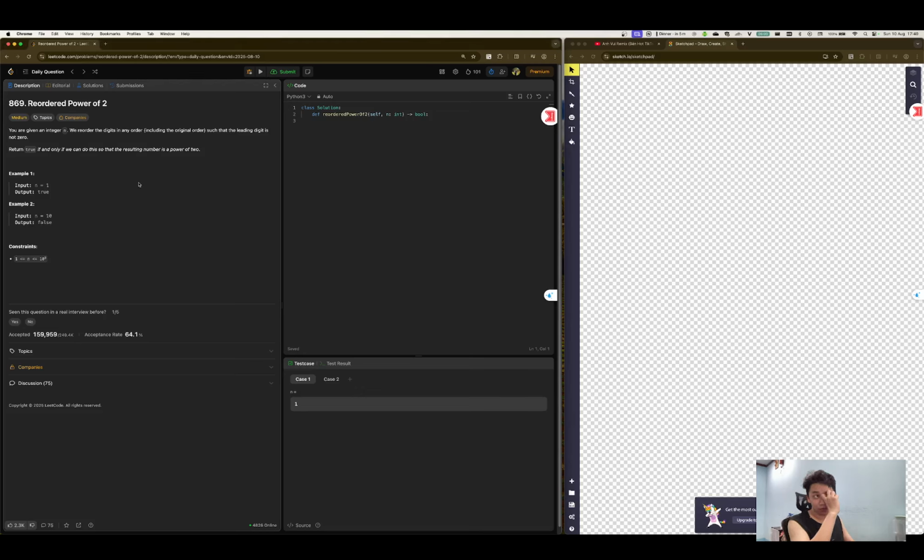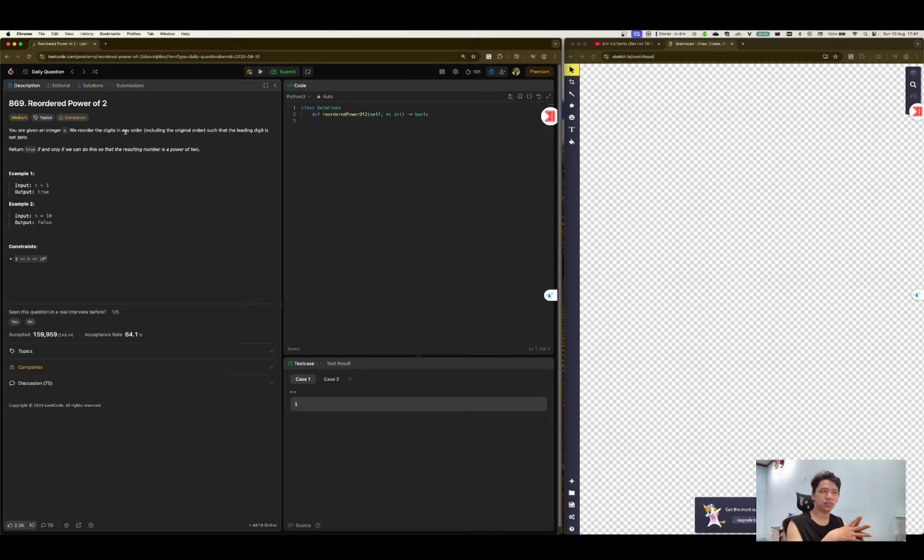Today we got the problem Reordered Power of Two. Given an integer n, we reorder the digits in any order such that the leading digit is not zero. Return true if and only if we can do this so that the resulting number is a power of two.